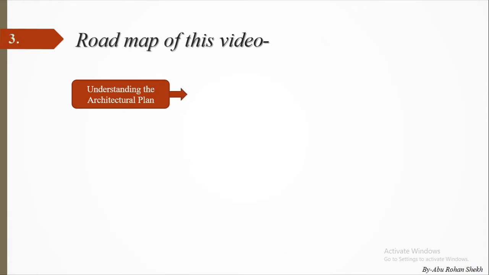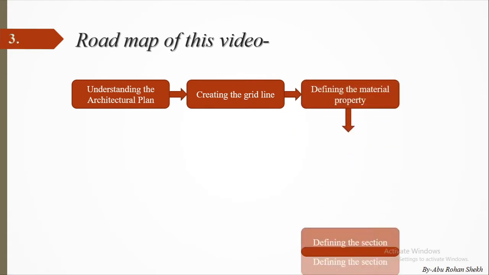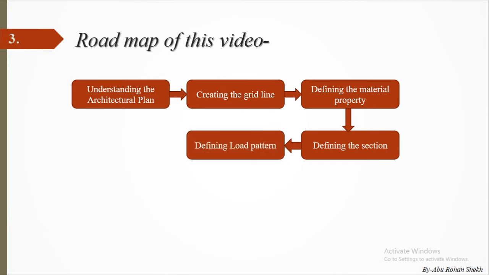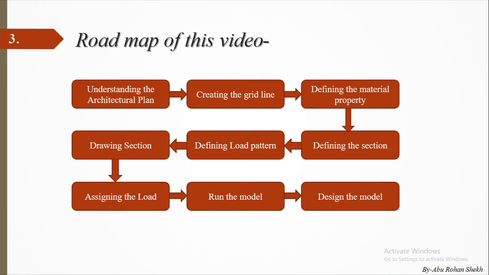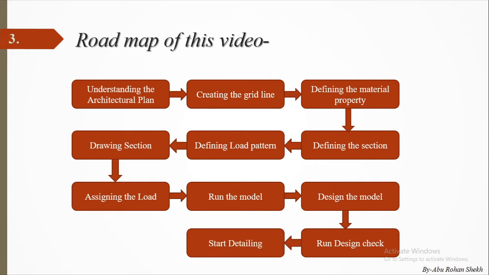Basically, first of all, we understand the architectural plan, then we create the grid line. After that, we define the material, then we define the section. After that, we define the load pattern. After that, we draw the sections, then we assign the loads over the sections. After that, we run the analysis of the model. On successful completion of the analysis, we design the model, then we run the design checks. After that, we start the detailing, and at last it is completed and all done for the design and analysis of the structure.